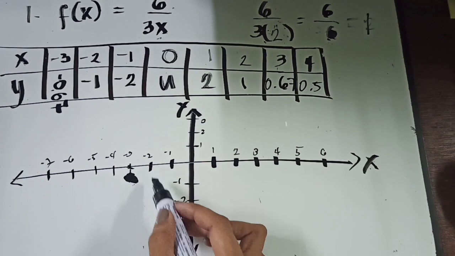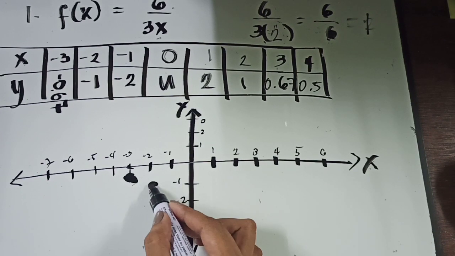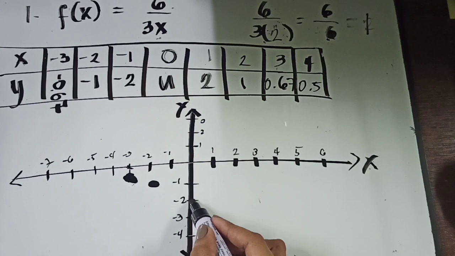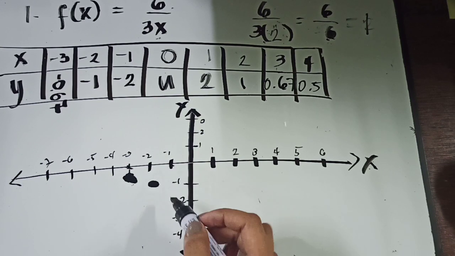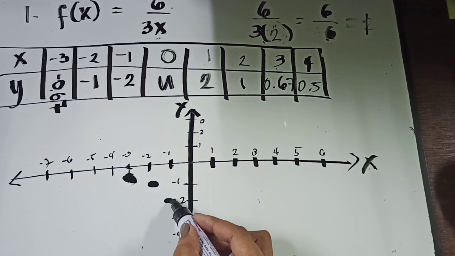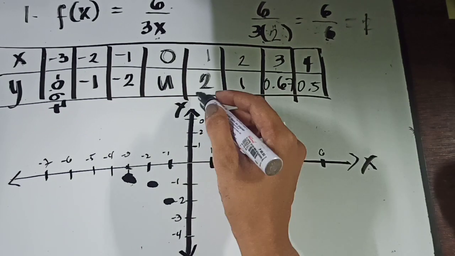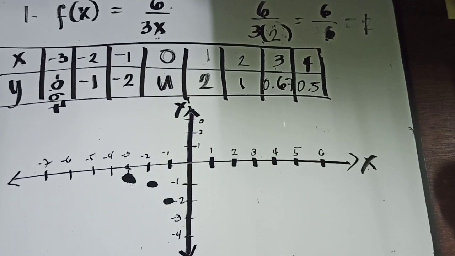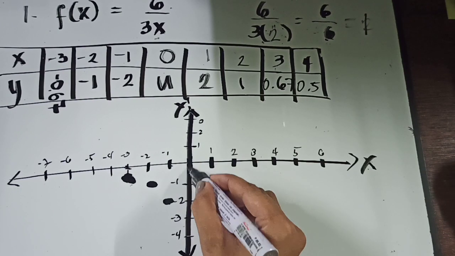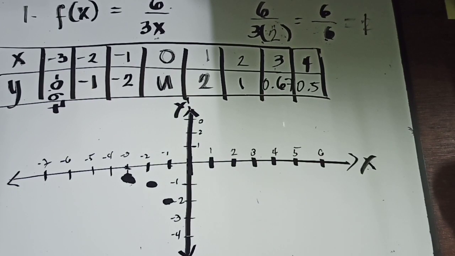Okay, so next, negative 2 and negative 1. So, negative 2 kay x, negative 1 kay y. Then negative 1 and negative 2. Then 0 and undefined. So, ibig sabihin, hindi siya mag-meet dito sa 0. So, that is your restriction.